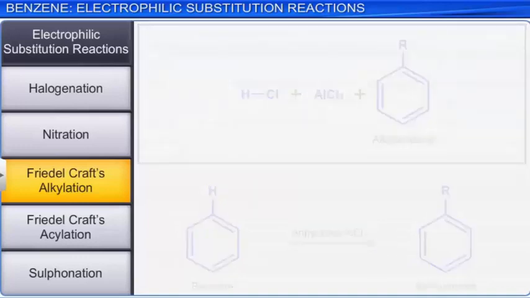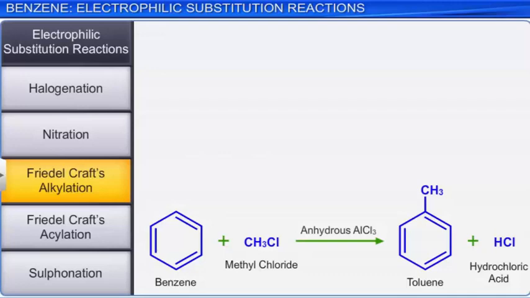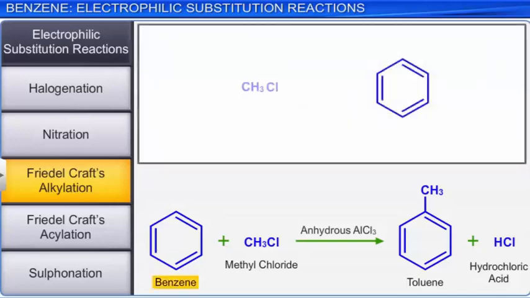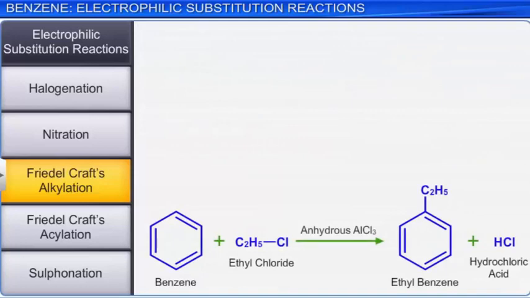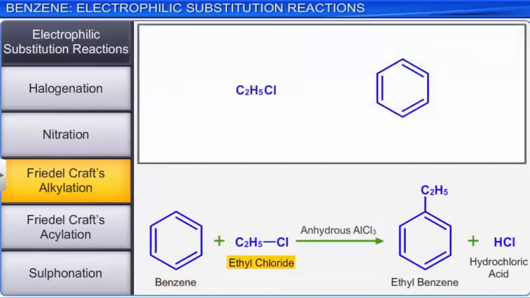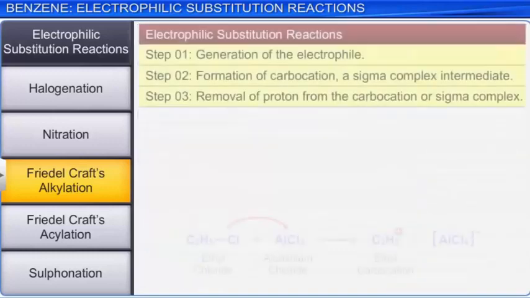For example, when benzene is treated with methyl chloride in the presence of anhydrous aluminium chloride, it results in the formation of methyl benzene or toluene. Similarly, benzene reacts with ethyl chloride in the presence of anhydrous aluminium chloride to form ethyl benzene. Let's discuss the mechanism of this reaction.